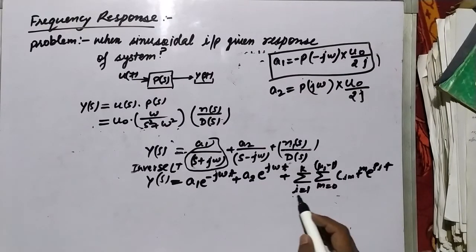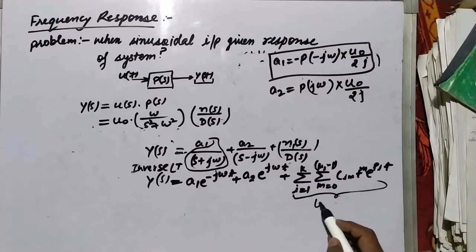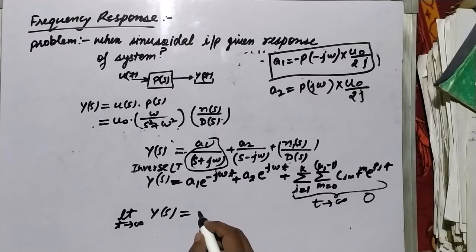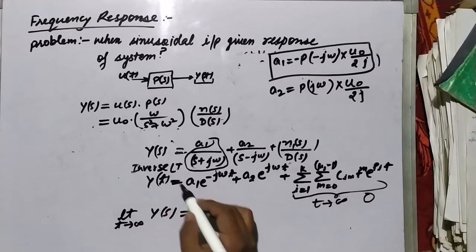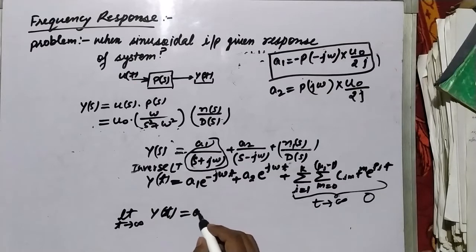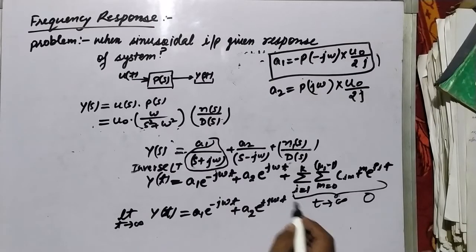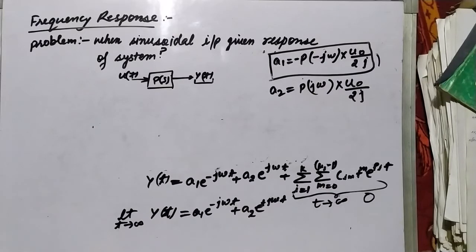If t tends to infinity, this term will become equal to 0. So the limit as t tends to infinity of y(t), this is y(t), equals A1 e to the power minus j omega t plus A2 e to the power j omega t. Now put the values of A1 and A2 in this equation.